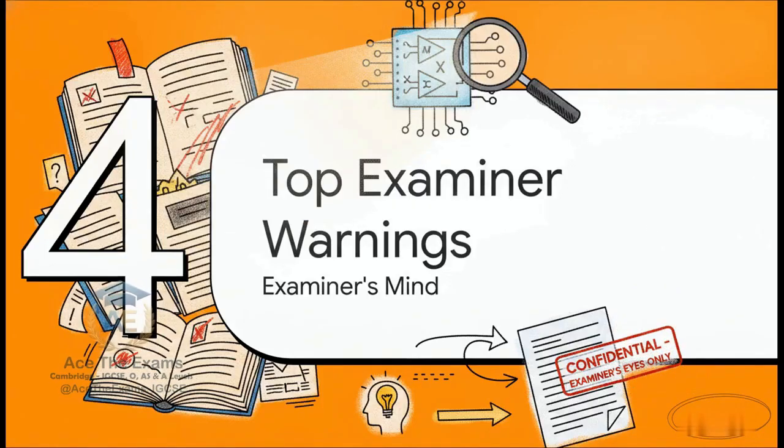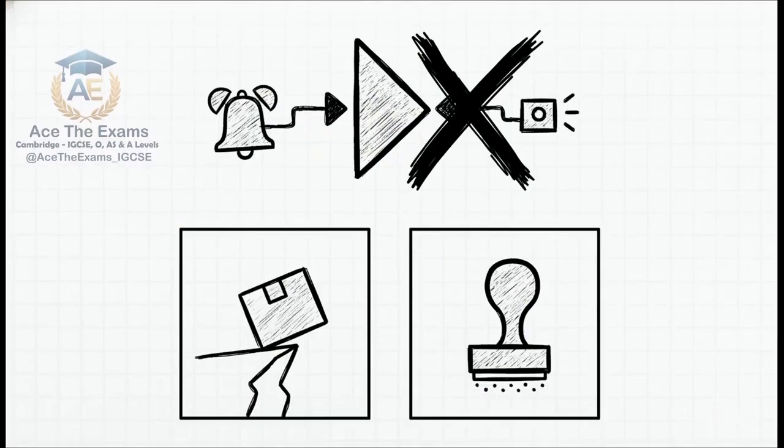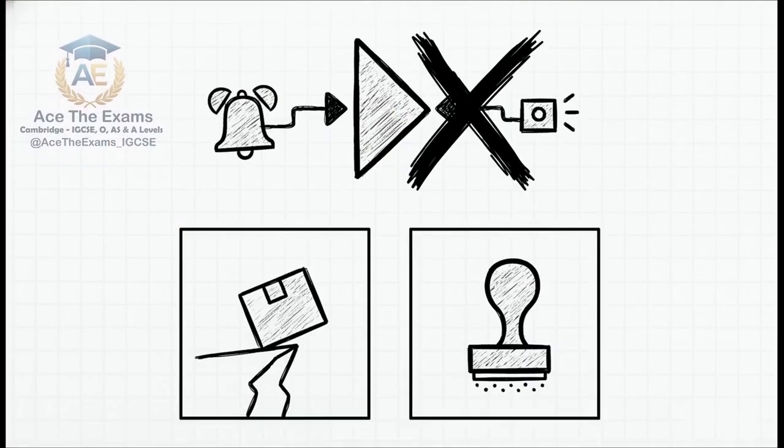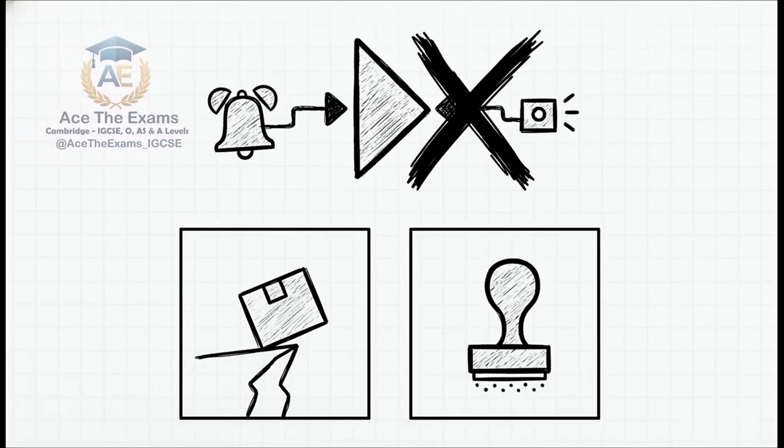Section 5. Inside the examiner's mind. Here are the top 3 warnings you need to look out for. We've essentially stepped directly into the examiner's grading room to reveal exactly where students hemorrhage points on these papers. Based on the reports, here are the top 3 warnings.